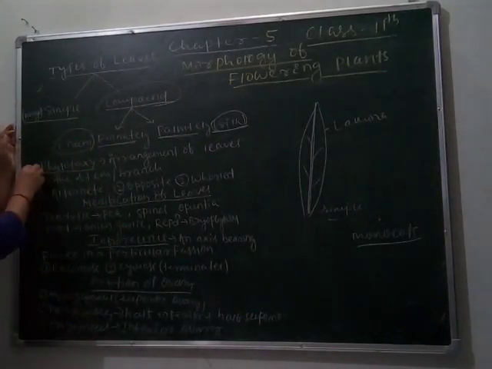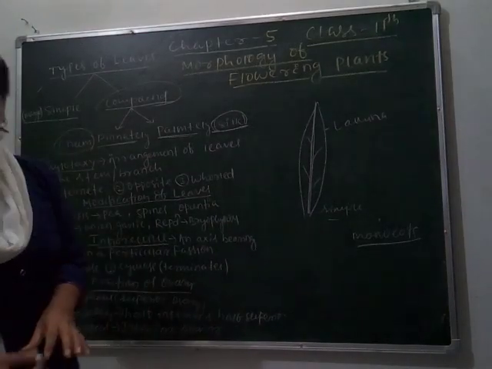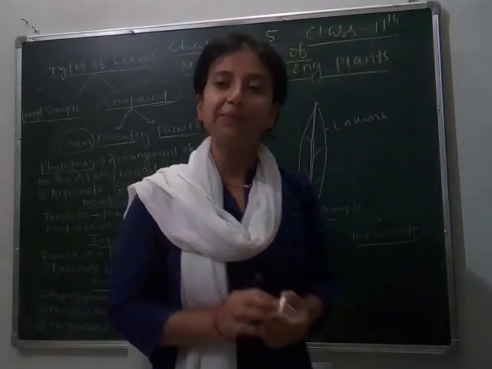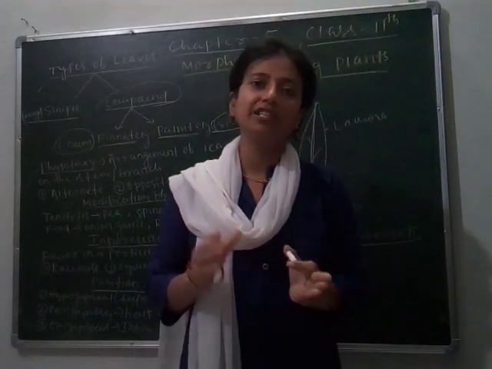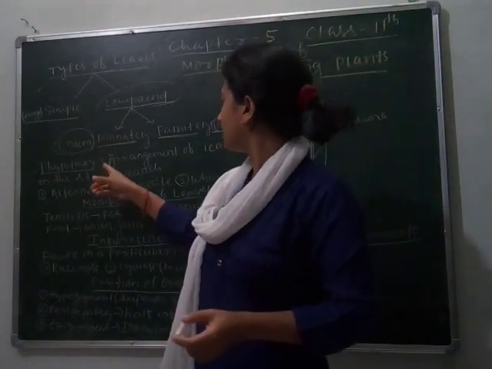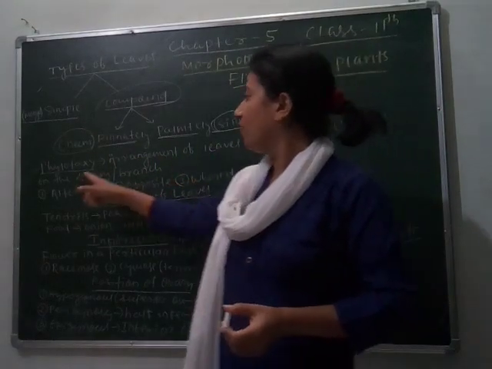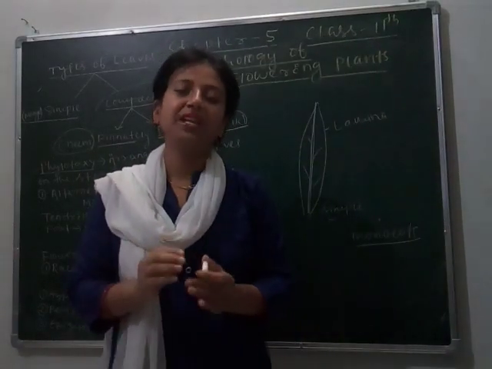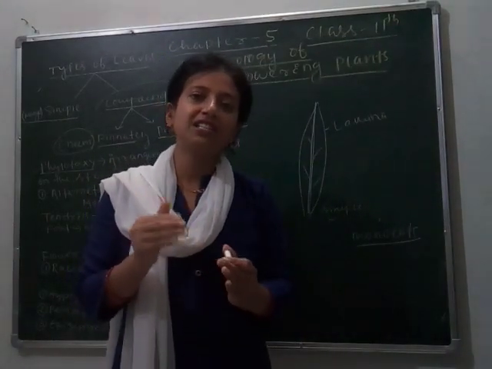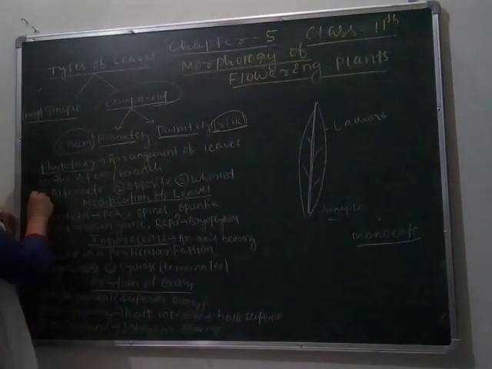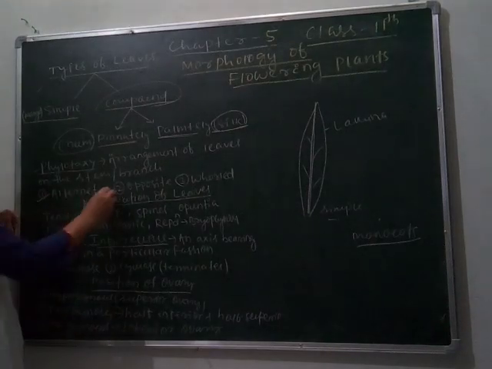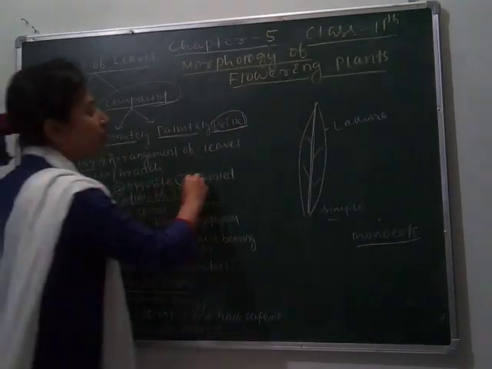Next is phyllotaxy. What is phyllotaxy? It is the arrangement of leaves on the axis, on the branch or on the stem, meaning how the leaves are arranged on the stem or branch. It is again divided into three types. One is alternate, one is opposite, and one is whorl.